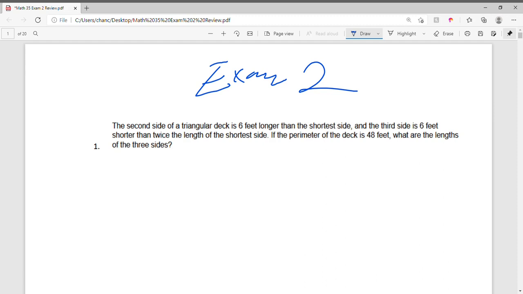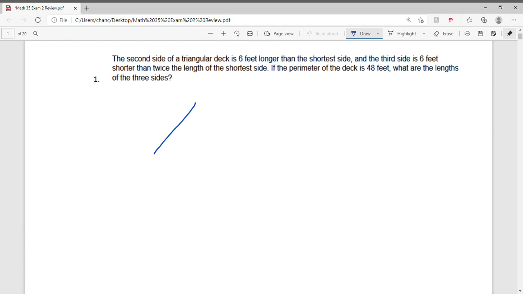Well, let's draw a picture for this problem. We know it's a triangle, and we should label some sides. I know the shortest side, we don't know what that is, so we'll give that a name. I'll call that X. Now, the second side of this triangle is 6 feet longer than the shortest side. So let's call that X plus 6, because that's 6 feet longer than X, the shortest side. So we'll label this as the shortest side, and this will be the second shortest side.